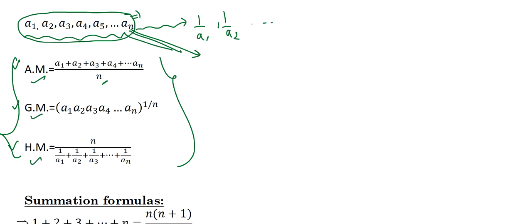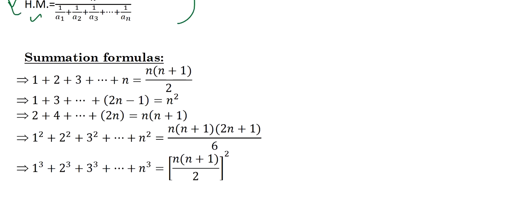Next, the final topic we are going to discuss in sequence and series is the summation formulas. Again, this is also some basics. Sum of n numbers can be written as n into n plus 1 by 2, and sum of odd numbers.